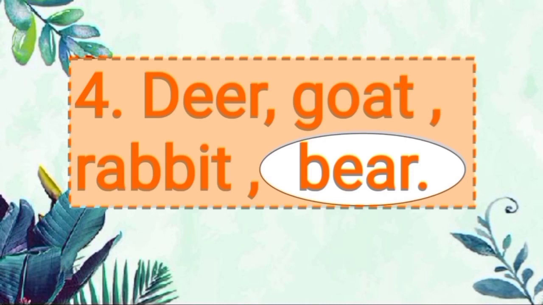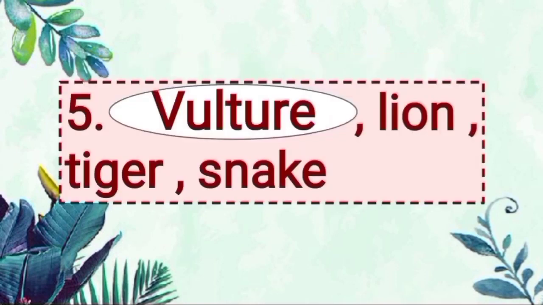But fourth animal, which is B-E-A-R, bear, is an example of omnivorous, means animal that eats plants as well as the flesh of other animals. So here B-E-A-R, bear, is different from other three animals, so we have to circle that.